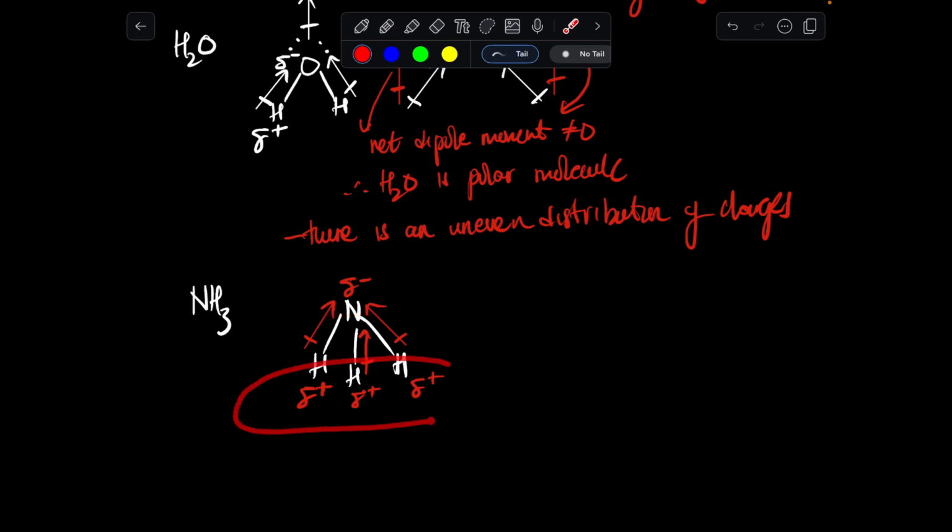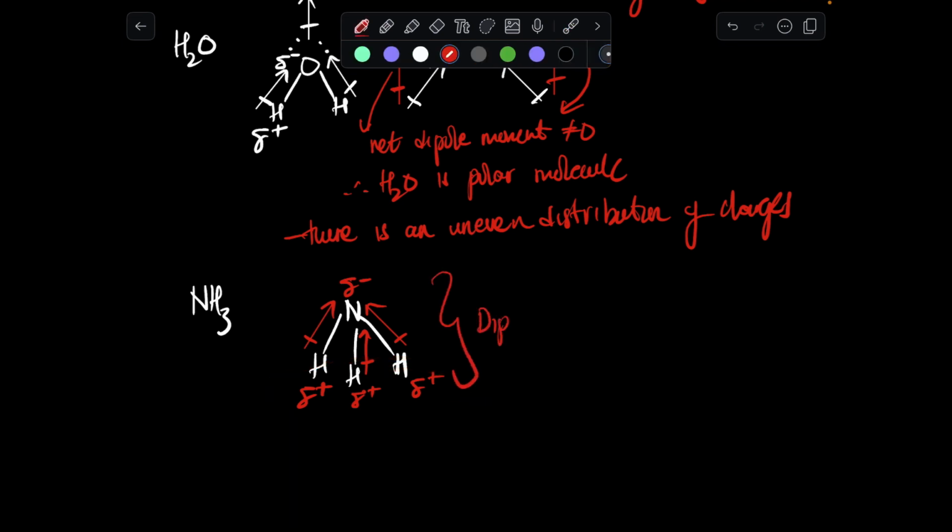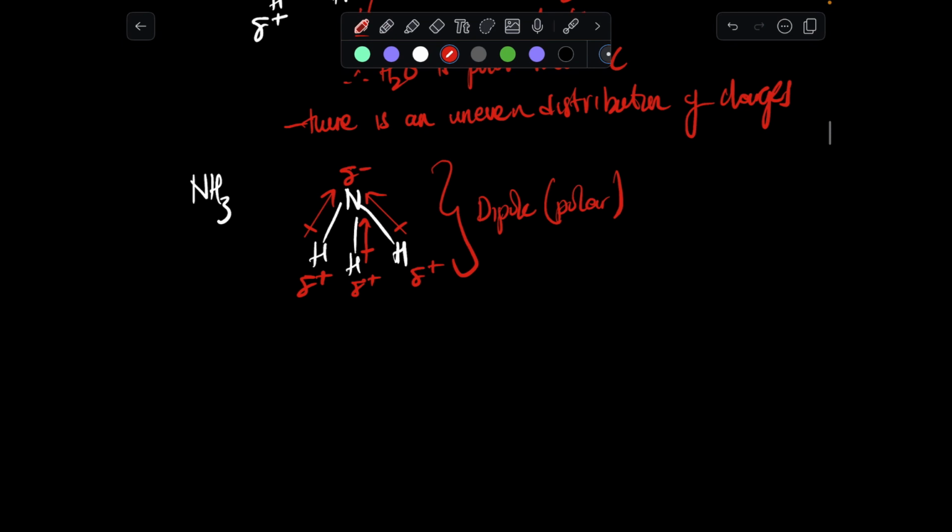So the nitrogen will be slightly negative and the hydrogens will be slightly positive, slightly positive, slightly positive. Eventually, that means the positives are here and the negatives will be here. Do you see there will be two poles? There's a negative pole and a positive pole there. So that means this is a dipole. Something that is a dipole means it's polar. But now let's prove that in terms of the vector diagram.